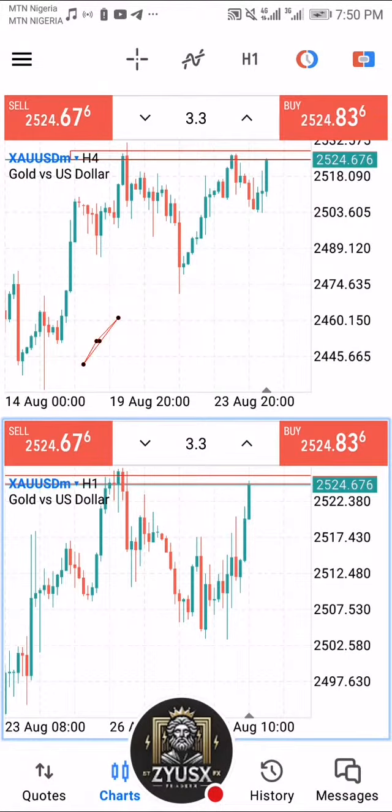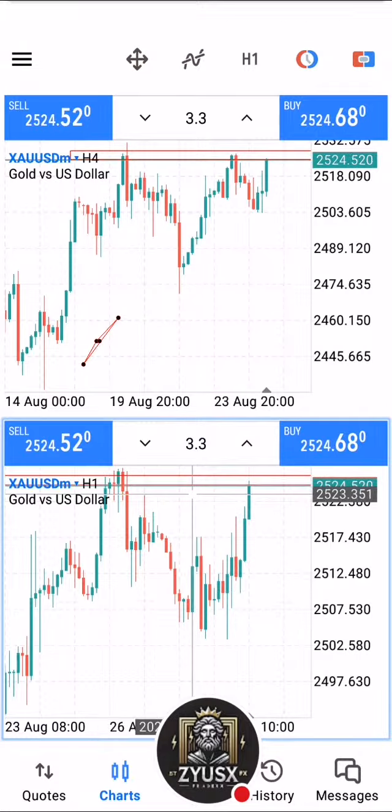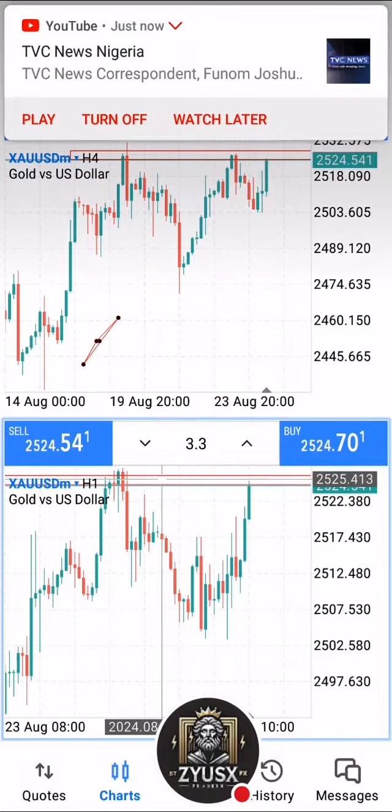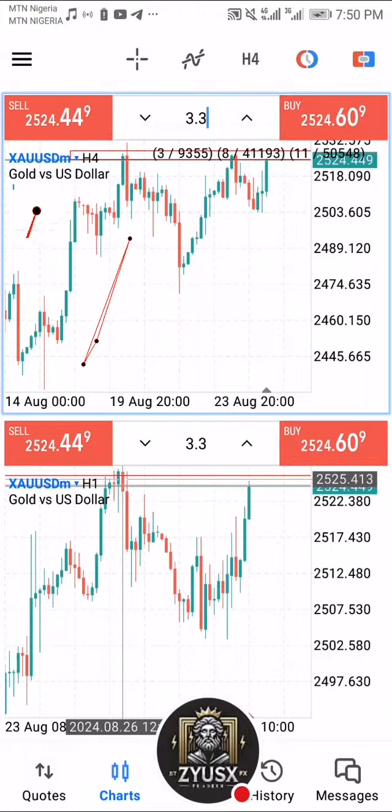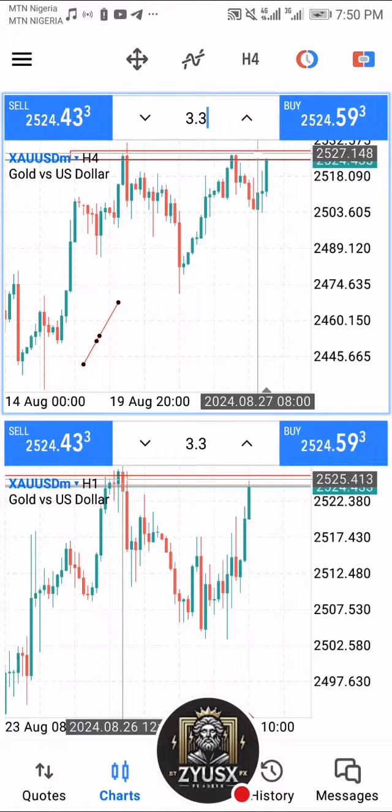Okay, traders, price is close to our level. If you haven't taken the sell yet, as I said, I'm waiting for price to push a little bit deep into some of this area, like this, or this. As you can see, price is not really at that level yet, but it's close.